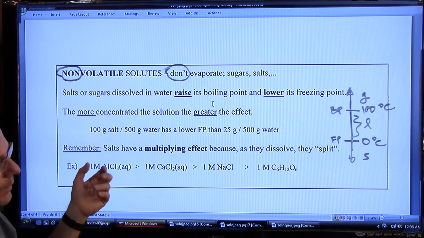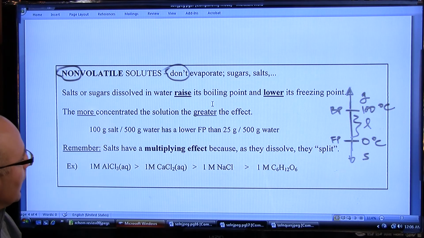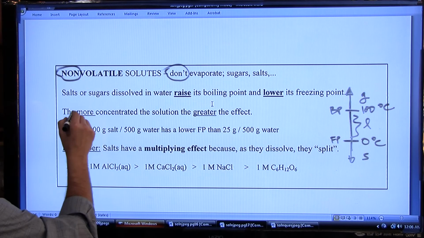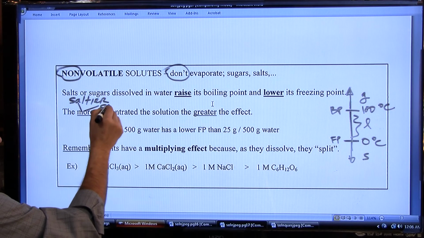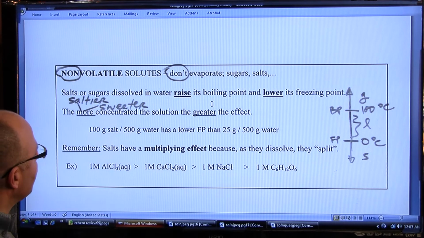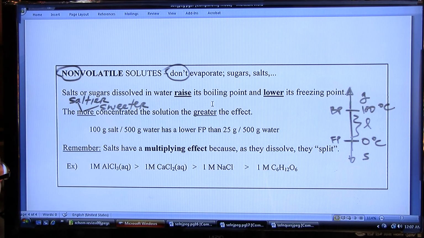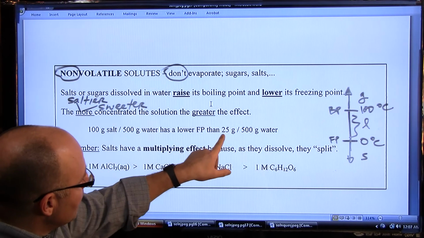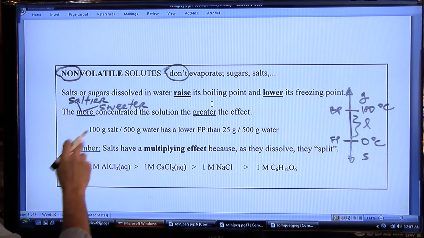And of course, the more concentrated the solution is, the more solute you have to solvent, which is really what a concentration is, a ratio of solute to solvent, or to solution, I should say, the greater the effect. So another way of saying that is, the saltier or the sweeter, the higher the boiling point and the lower the freezing point. So for example, 100 grams of salt and 500 grams of water is going to have a lower freezing point than 25 grams in 500 grams of water, since this is more concentrated. It contains more salt to water.